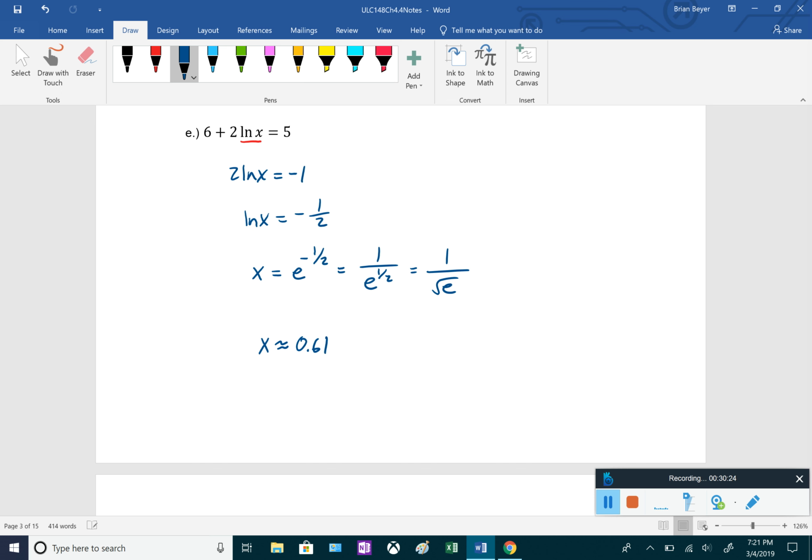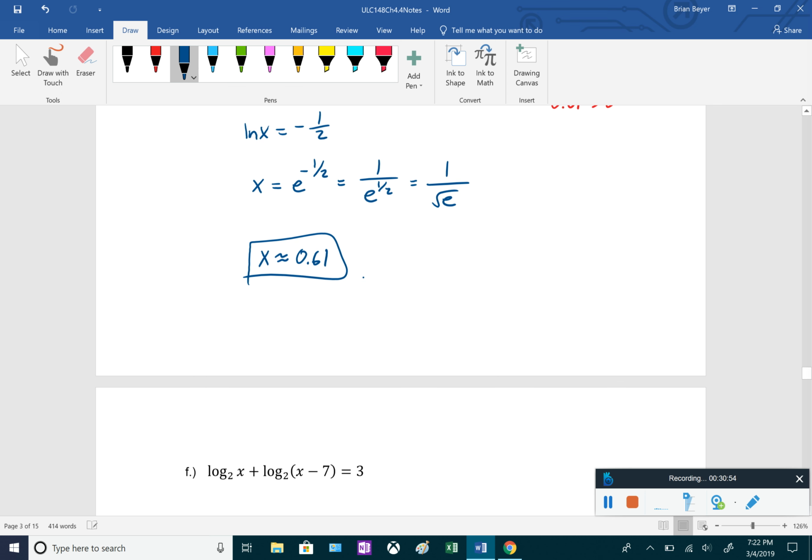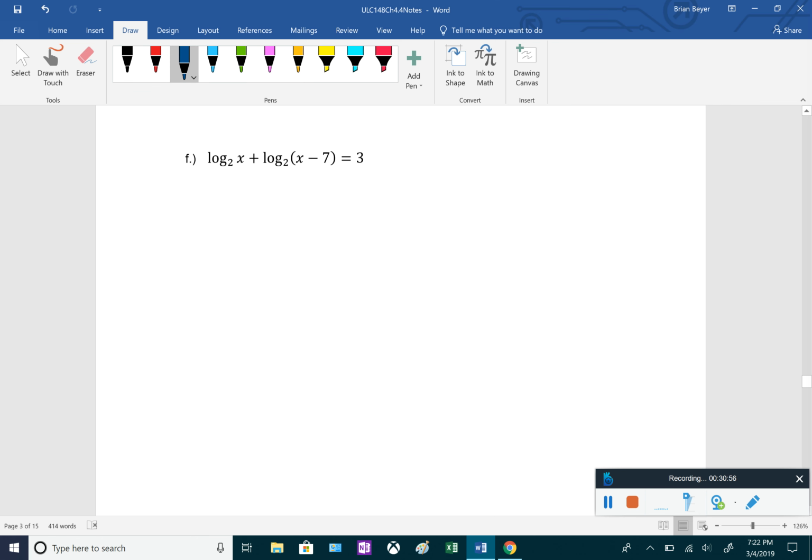Hopefully we knew that was positive, because 1 over the square root of a positive number is always going to be positive. So now we have to make sure that the input here, which is the x, is positive. So check, we have to make sure x is positive. That just happens to be our answer here. Our x is 0.61, which is obviously positive, so we're good. So we didn't have to omit any answers yet, but it is coming. So let's do 2 more of these, and then we'll get into the last thing.